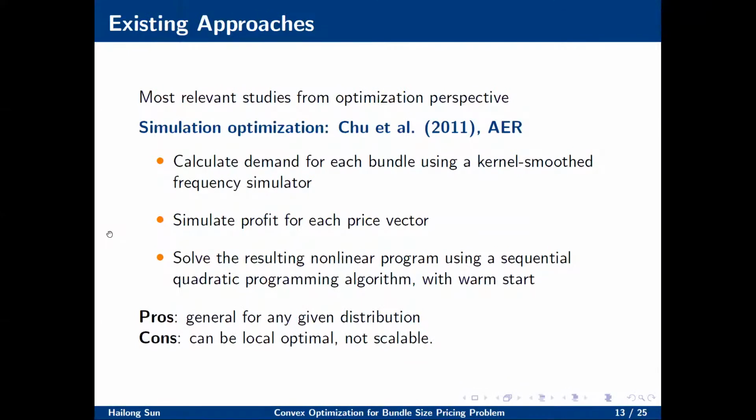So actually the approach is very general for any given distribution, and the concept is also very clear. But it can get stuck at some local optimum, and it is actually not scalable for a relatively large number of products.